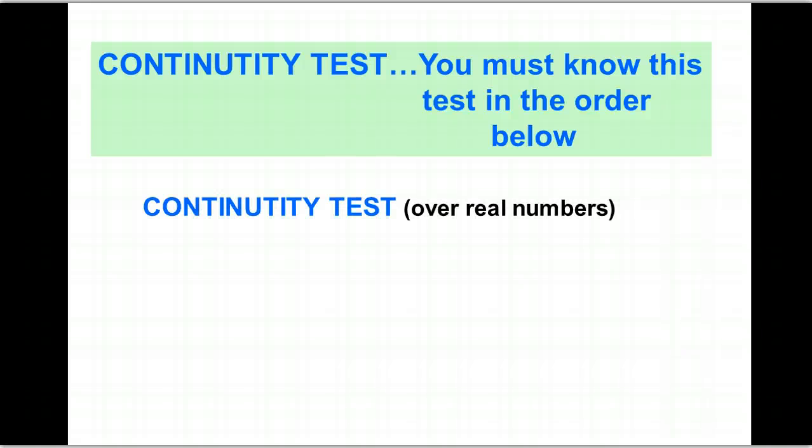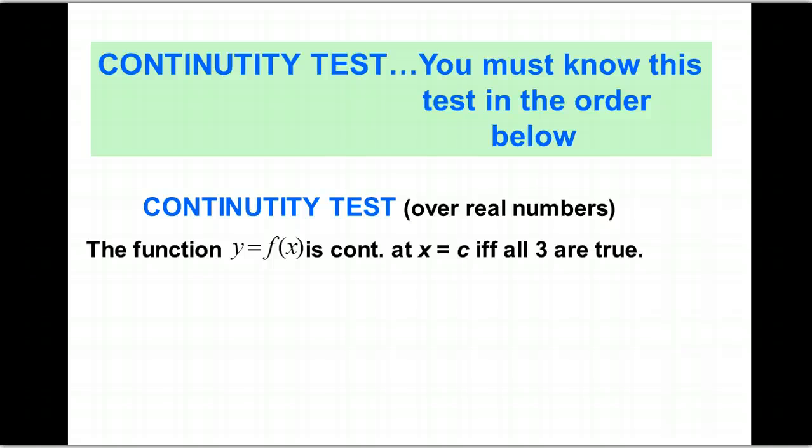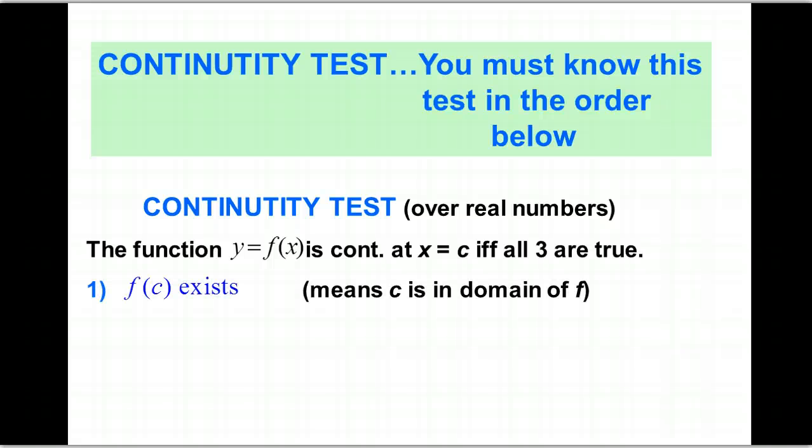Now here's the continuity test. You must know this test in order and exactly as it's written. And it's over the set of real numbers. So if you have any function, y equals f of x, it's continuous at a next value, say x equals c, if and only if all three are true. Number one, f of c exists. The y value is there for that particular x. That makes sense. This is existence.